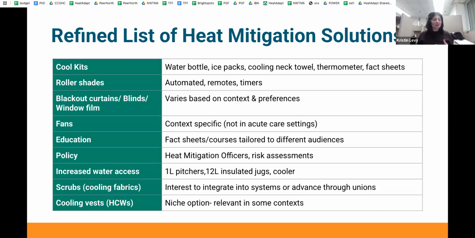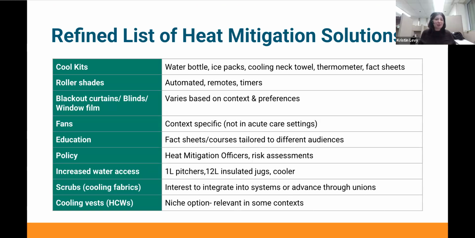And finally, the cooling vest. I kind of refer to this as a bit of a niche option because it's really intense. It's like strapping a bunch of ice packs to your chest. So it might not be great for everyone, but in some cases, it could be really helpful during a heat wave. So we can move to the next slide.